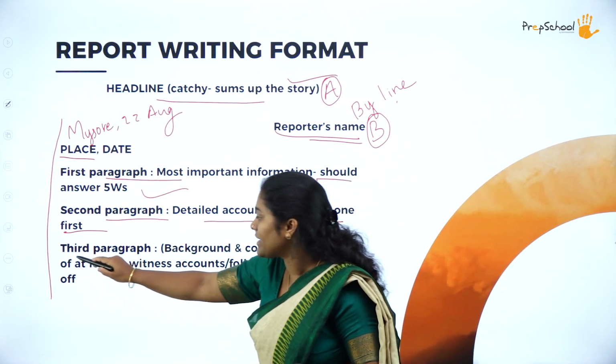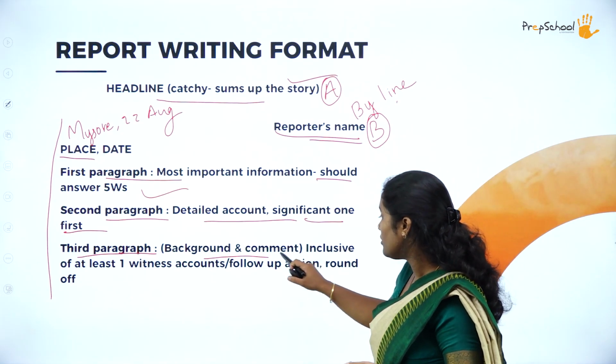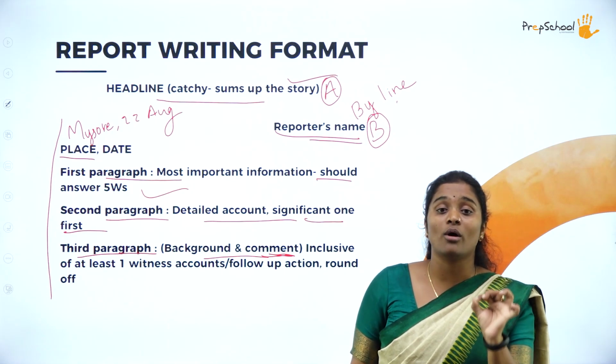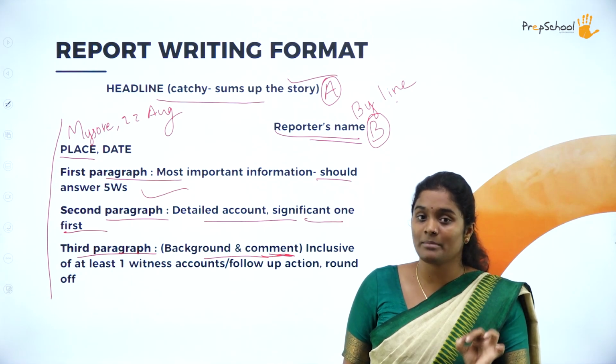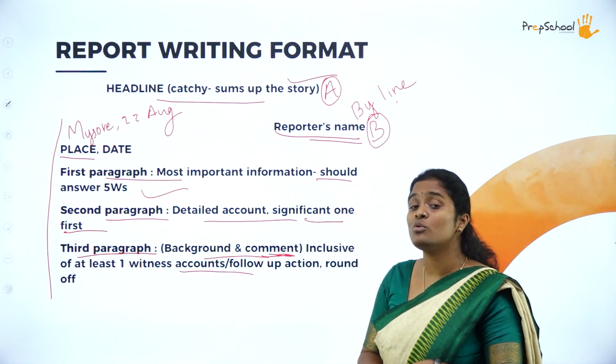Later, in the third paragraph, you can give the background and comment. What is the comment that I'm talking about? It is again not the comment of the writer or author of the report. No space for personal comments. It is the comments of the witnesses or people who were present.